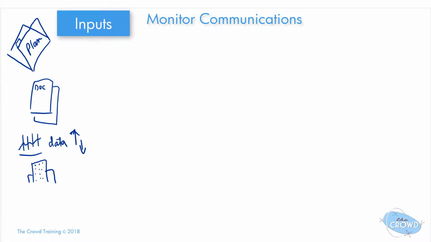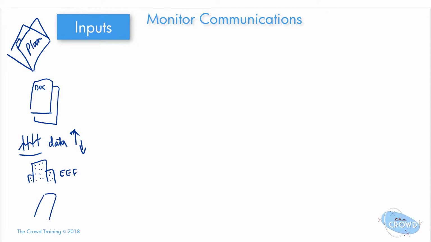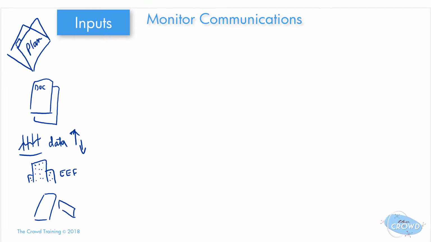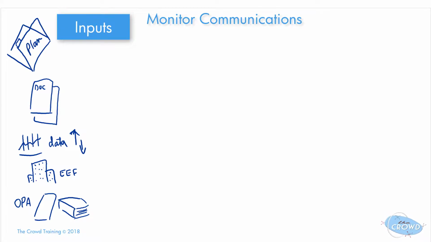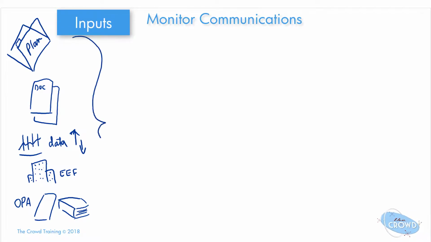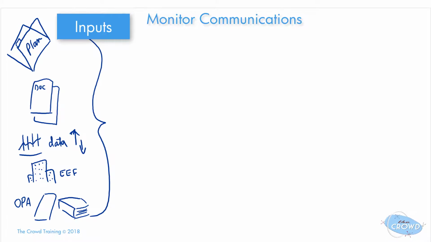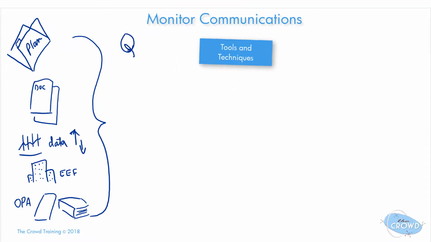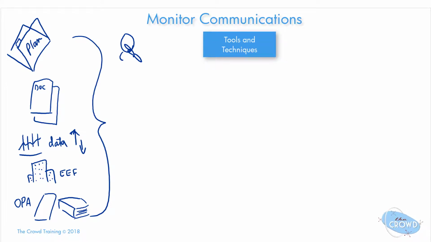Additionally, we have, as a product of our environment, enterprise environmental factors, and we're going to abbreviate those as EEFs. So enterprise environmental factors, as well as your organizational process assets that you might have, templates and guides and policies, etc. And those are abbreviated as OPAs. Those inputs then, we have at our disposal various different tools and techniques that are going to allow us to, well, monitor our communications.